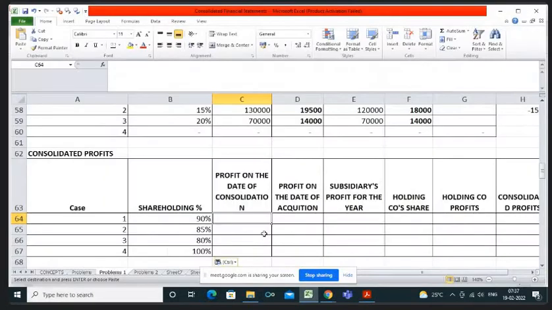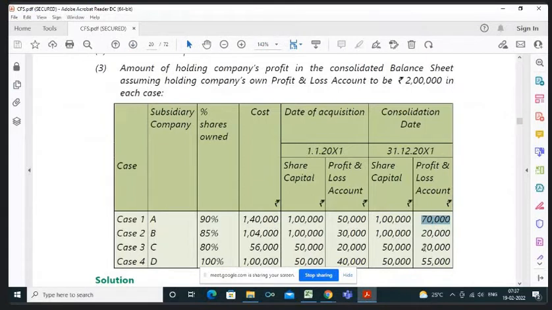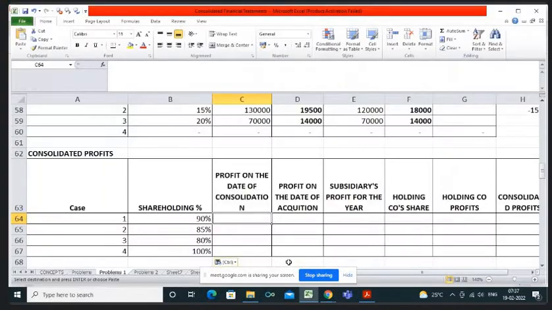So we'll take the profit on the date of consolidation: 70,000, 20,000, 20,000 and 55,000. Then the profit on the date of acquisition.